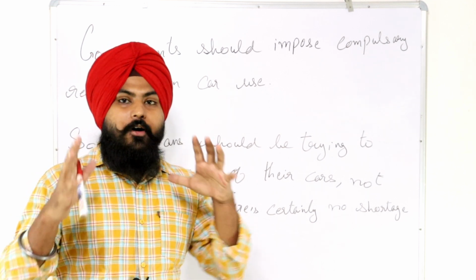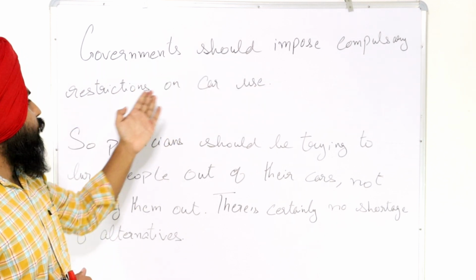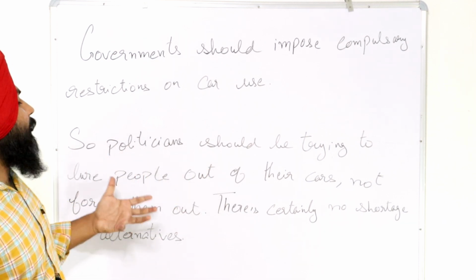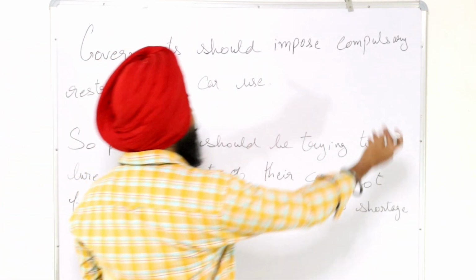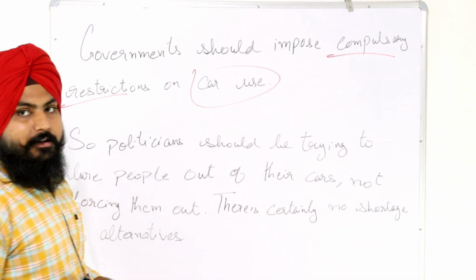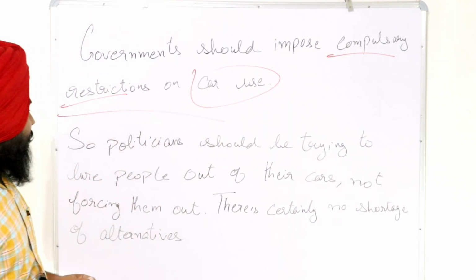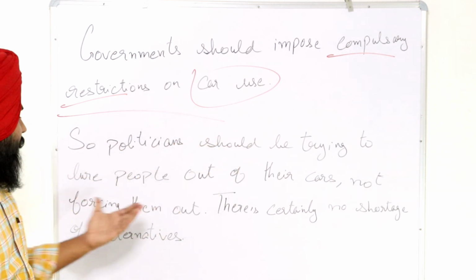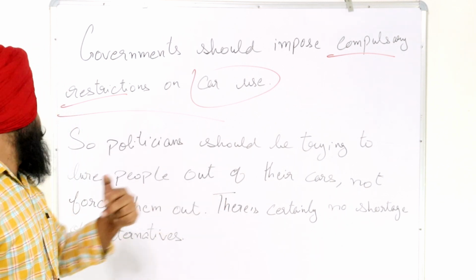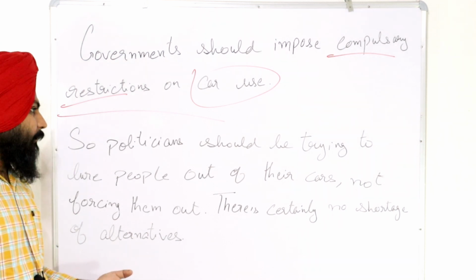So viewers, now here the last question is, governments should impose compulsory restrictions on car use. Governments should impose compulsory restrictions. Here what is the keyword? Compulsory restrictions. On what? On car use. Compulsory restrictions on car use. What is the passage saying? The passage here says, so politicians should be trying to lure people out of their cars, not forcing them out. There is certainly no shortage of alternatives. Guess the answer. What can the answer be?